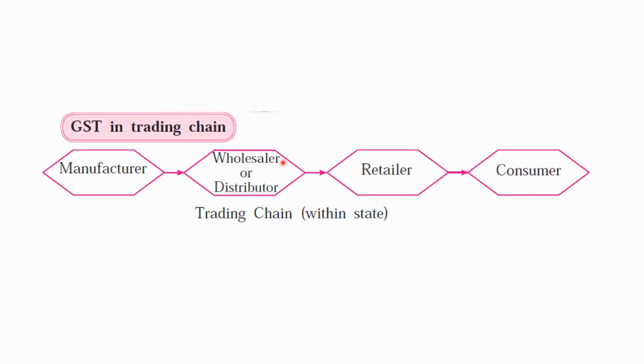A wholesaler or a distributor is someone who purchases that product in large quantities from the manufacturer. After that, the third in the chain is a retailer. A retailer is a person who purchases large stock from the wholesaler. And finally in the chain is a consumer who purchases the product from the retailer. This is the chain in which any particular product is transported from the manufacturer to the consumer.